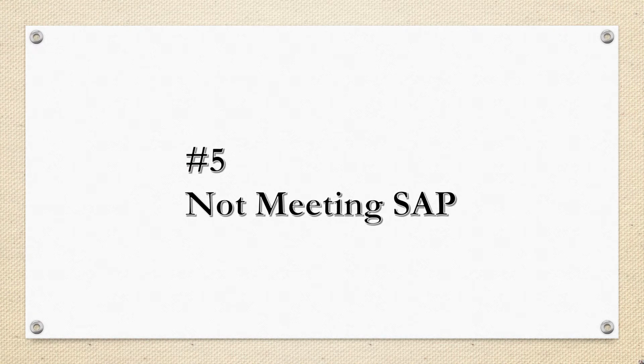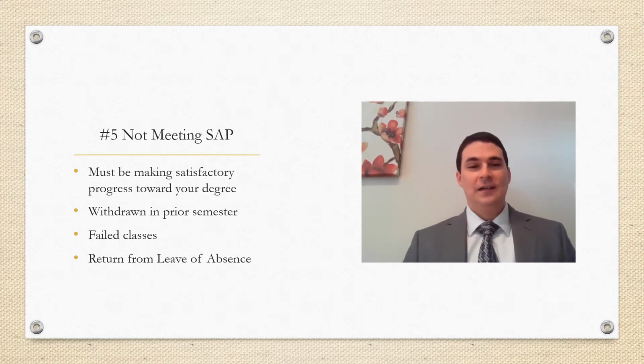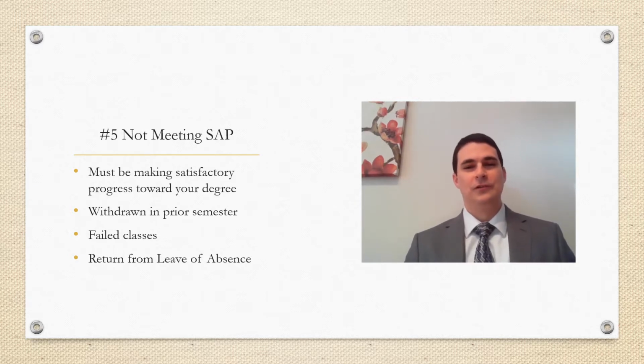Number 5, not meeting SAP. You need to be making satisfactory academic progress toward your degree. If you're not making satisfactory progress, the Department of Education doesn't want to keep paying you to basically be failing all your classes or not making progress towards your degree. You can't just stay a student at your first year forever.